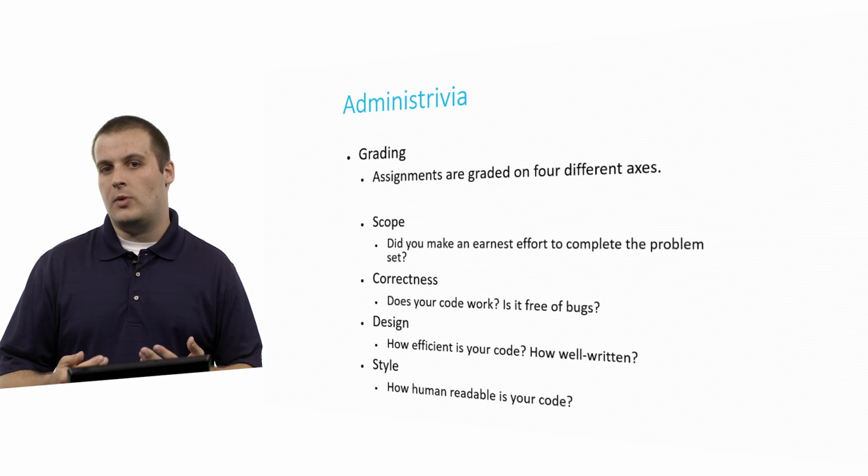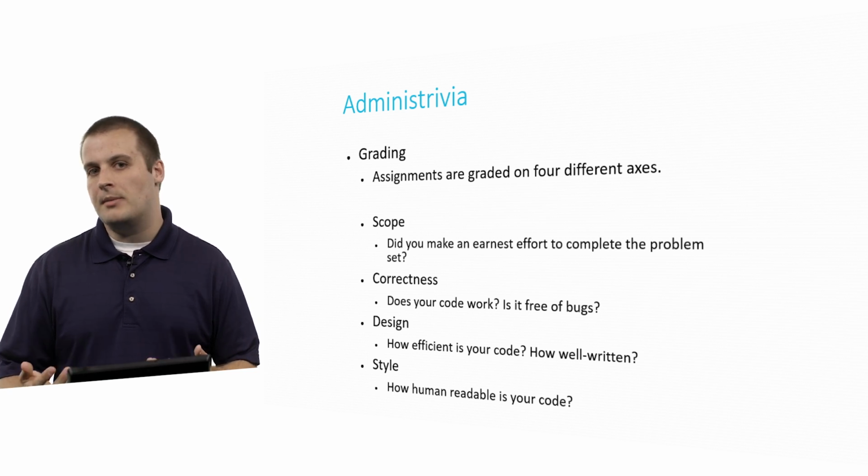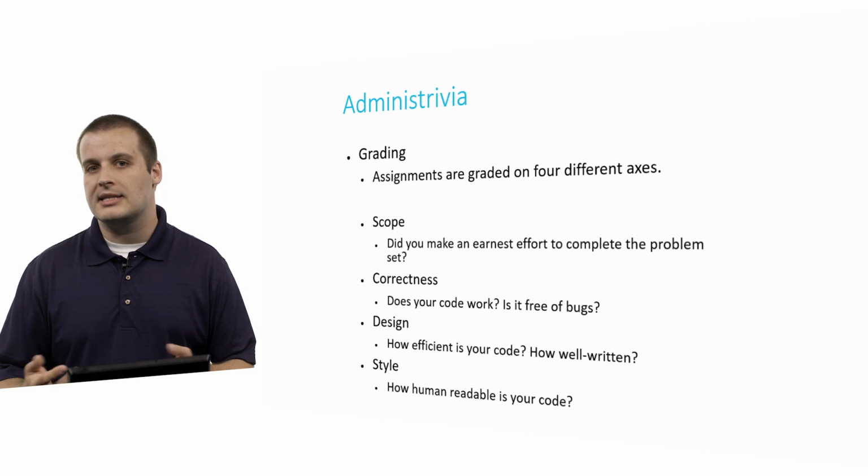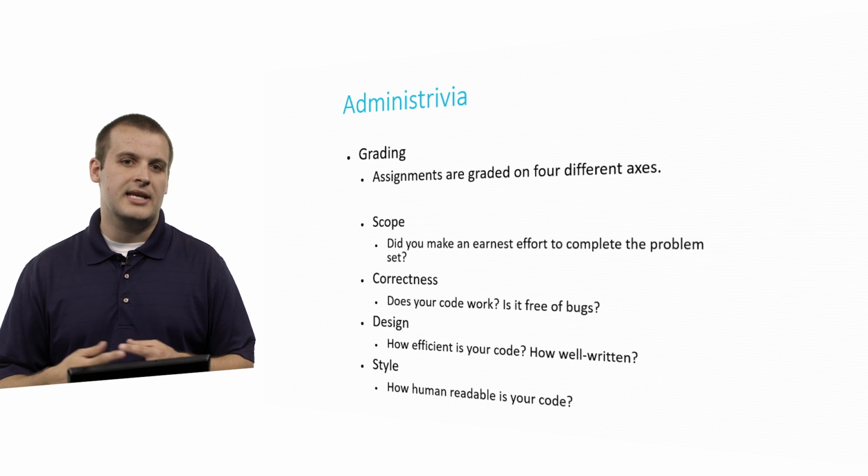One other administrative bit that I want to touch on now, grading. As you're probably familiar, assignments in this course are graded on 4 different axes. We grade you on scope, which asks the question, did you make an earnest effort to complete the problem set? Did you try all the parts? Correctness, does your code work? Is it free of bugs? Does it have the expected output given a set of inputs?